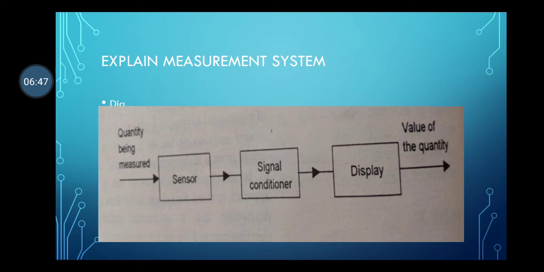Next one, explain measurement system. In this figure, the measurement system in mechatronics: the quantity being measured. Which one measures? The sensor, to sense the object, and then the signal conditioner. Next one, the output display, that is the value of the quantity in the measurement system.